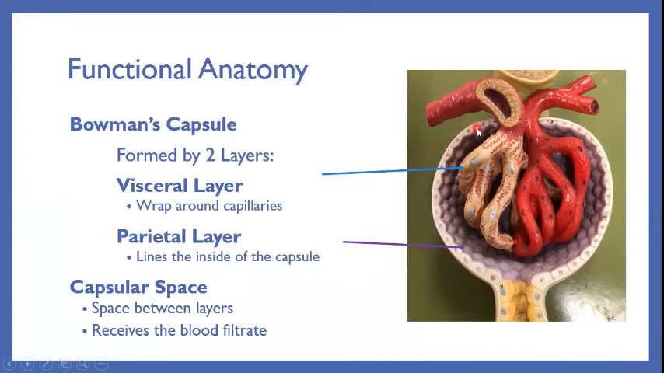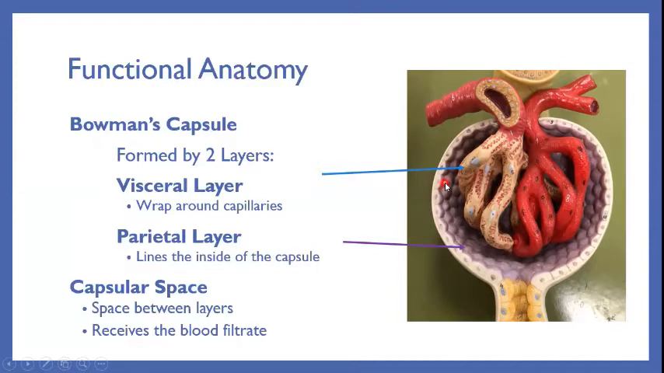and it's formed with two layers. First, we see the visceral layer. The visceral layer is a layer of cells that wraps around the capillaries itself. On this side of the capillaries, the visceral layer is present. On this side, it's been stripped off, so we're able to see the naked capillaries. The parietal layer is shown here in purple cells lining the Bowman's capsule.